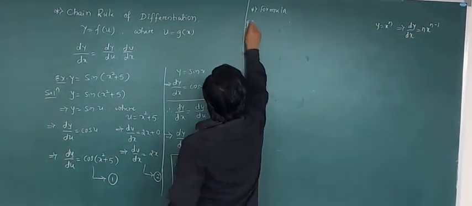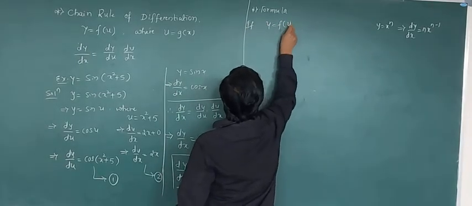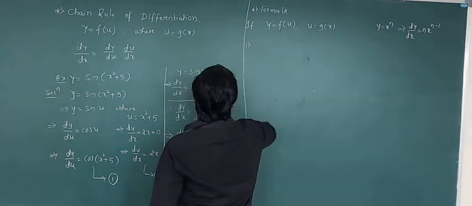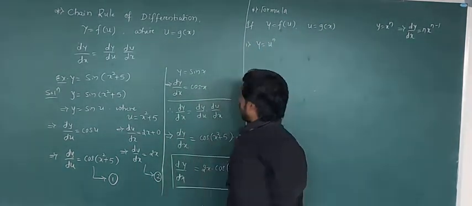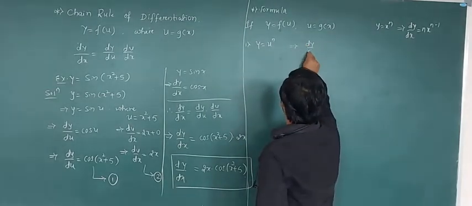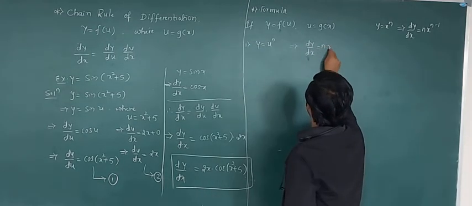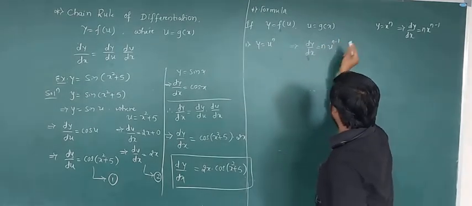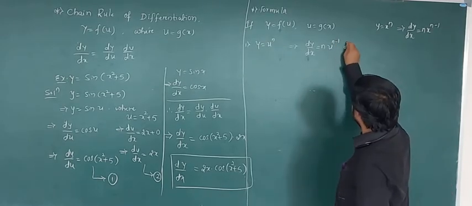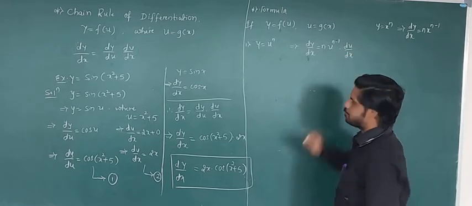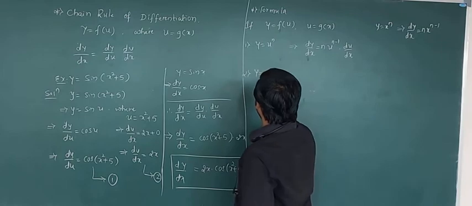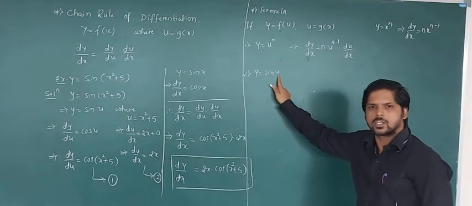So if y is equal to f of u and u is a function of x, then first, y equal to u to the power n. It is a function. Then the derivative of this function, dy by dx, is equal to n into u to the power n minus 1 into du by dx. Okay. Second one, y equal to sin u, where u is a function of x.